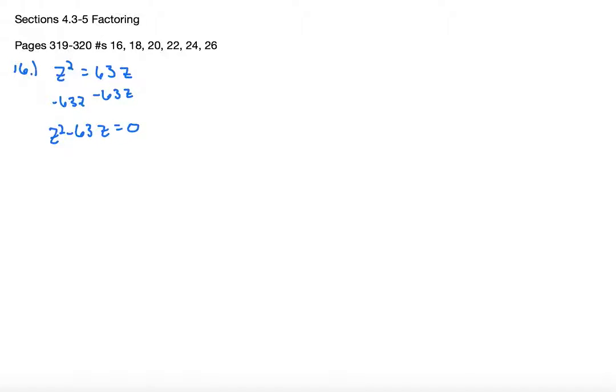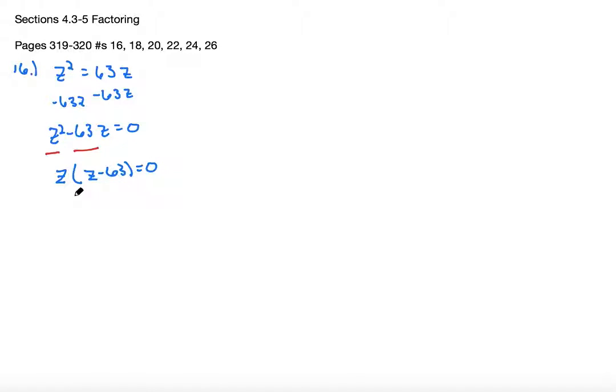Now the next thing we take a look at, notice we only have two terms. Here we're going to do a concept called greatest common factor, or GCF factoring. So between z squared and negative 63z, we look at what's the greatest common factor between both of these terms. And that's a z. So we're going to factor that out, and then we write what remains. So when I factor or divide by z, I have a z left minus a 63. And that equals 0.